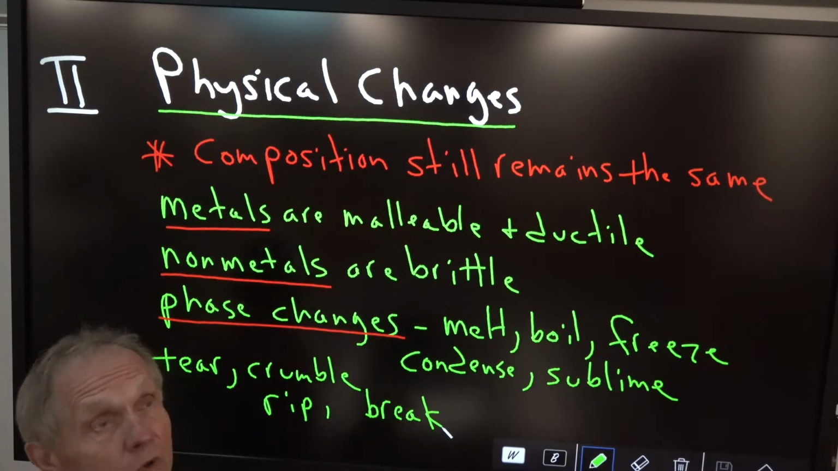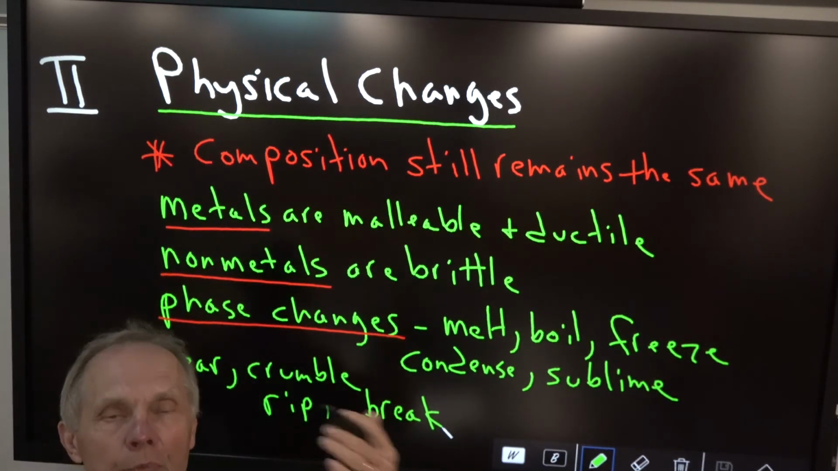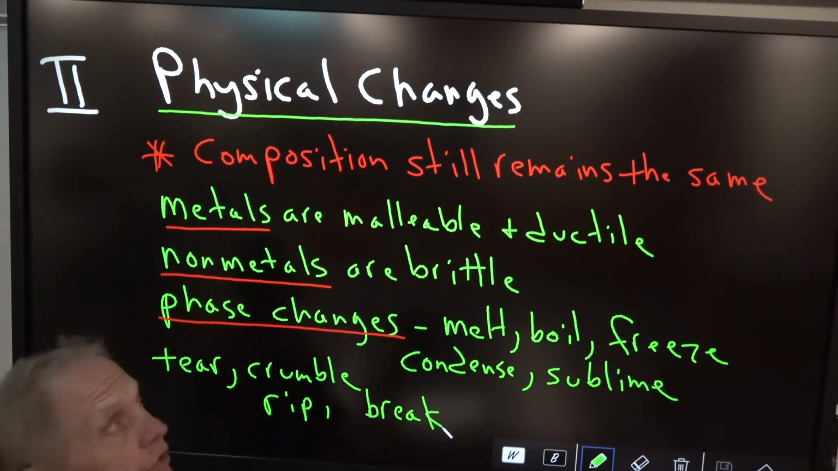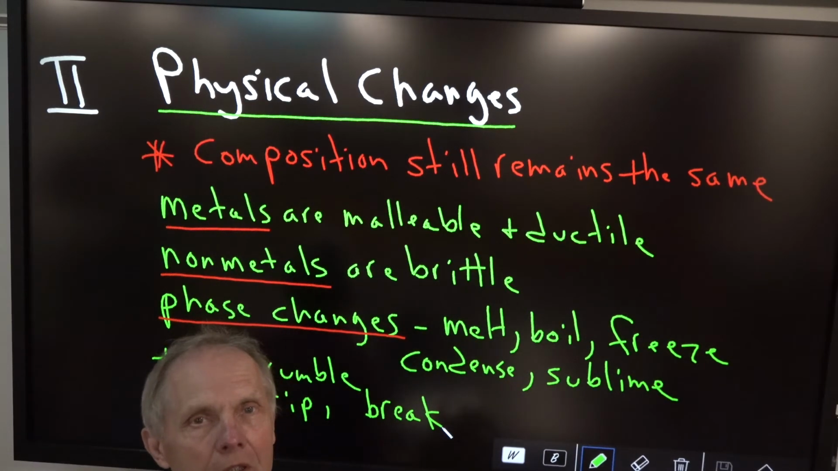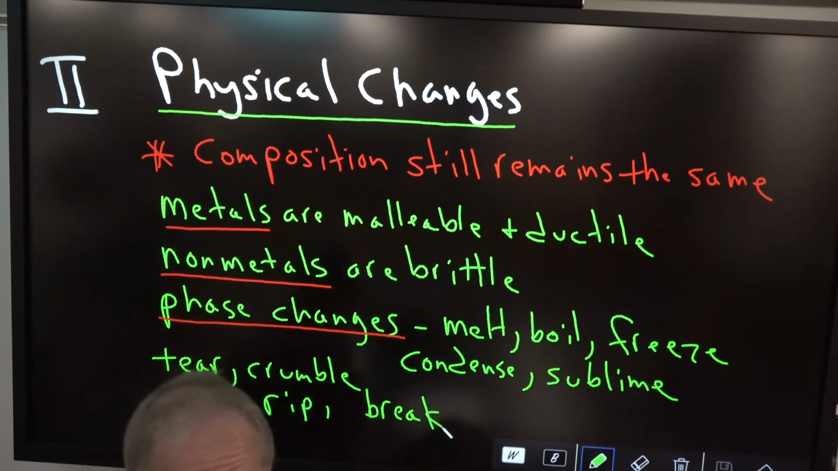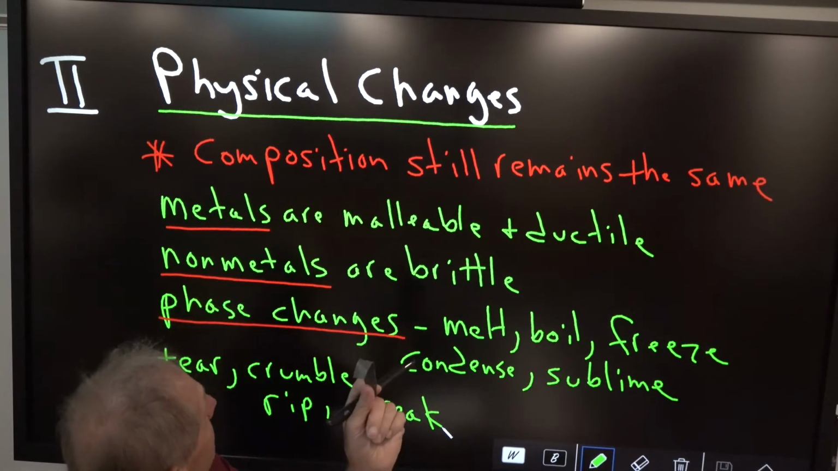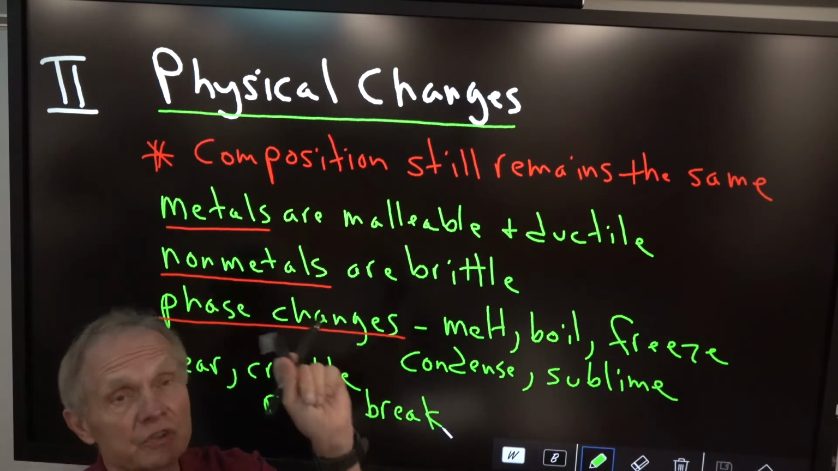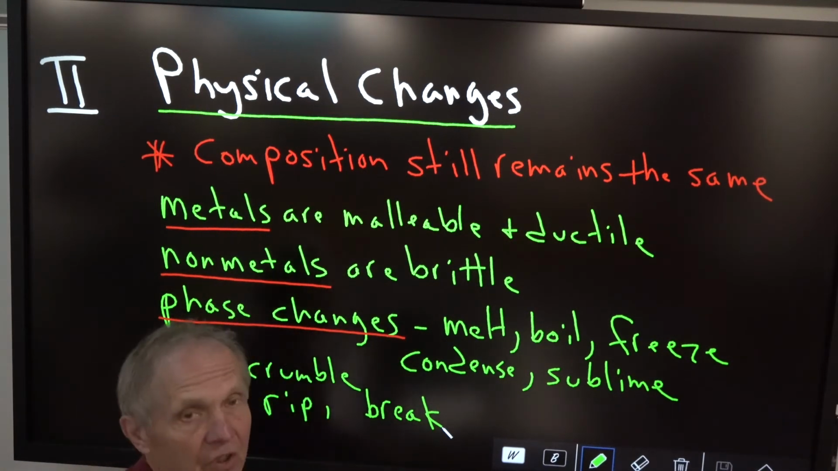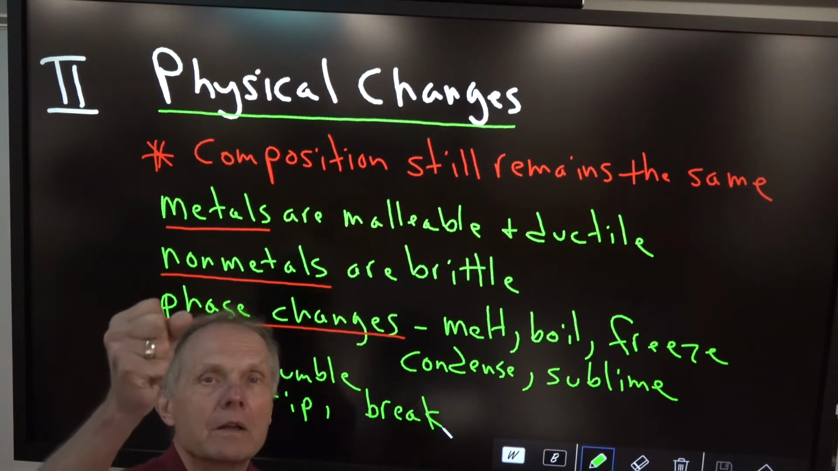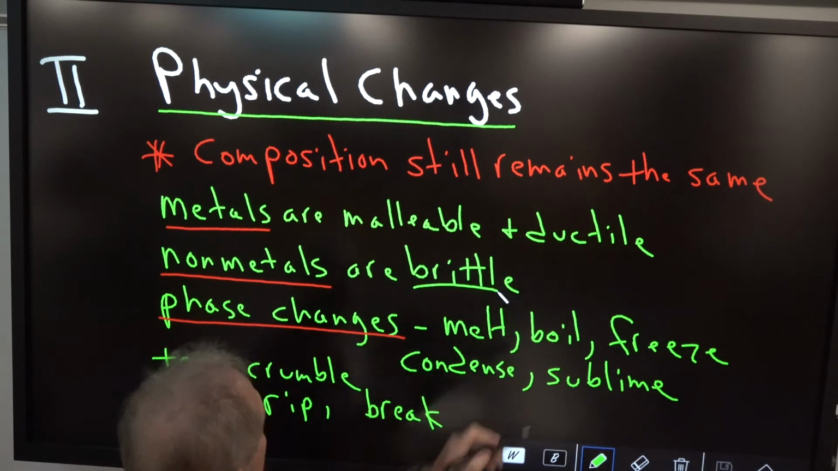So this is Roman numeral 2, physical changes. We just did physical properties, now it's physical changes. So remember, the composition still remains the same. So metals, if we do this, boom, if we bend it like this, malleable or ductile, that's a physical change because it was straight before. Non-metals are brittle. If I drop a piece of sulfur on the ground, it will shatter. So that's what brittle means.